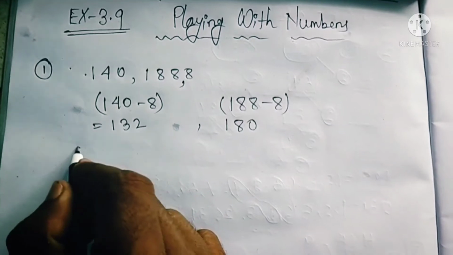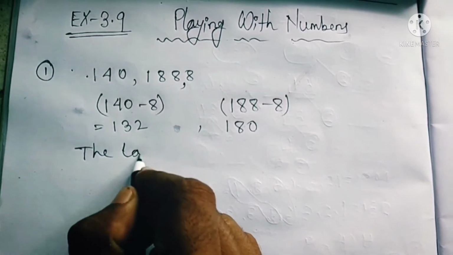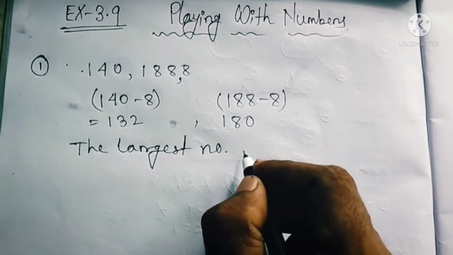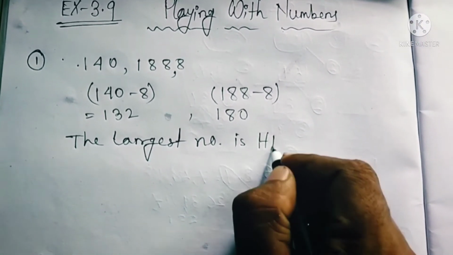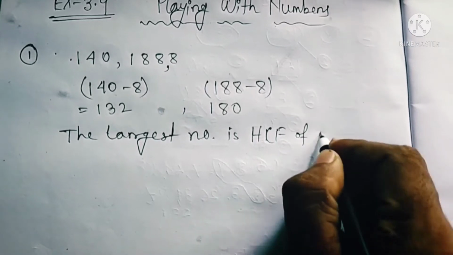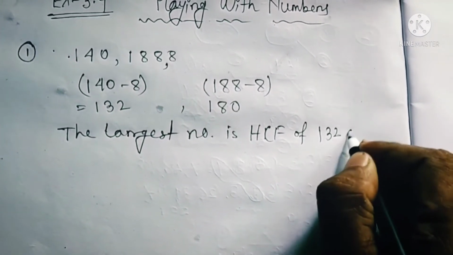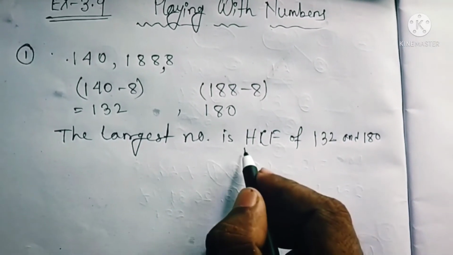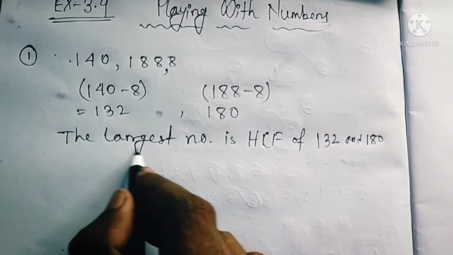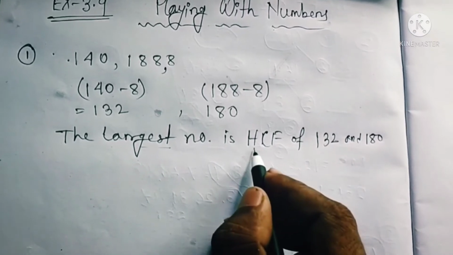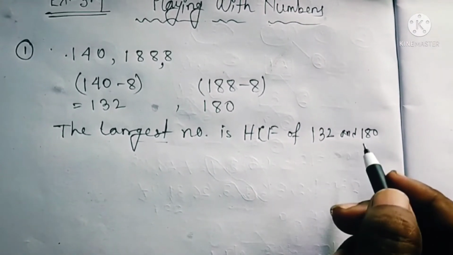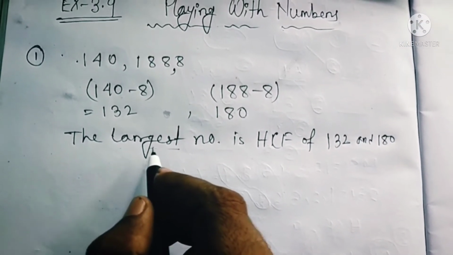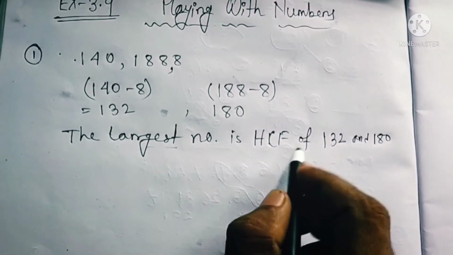Now the largest number is the HCF of 132 and 180. Always remember, when you have to find the largest number, try to find the HCF of these two numbers or three numbers. But when you have to find the smallest number, then try to find the LCM.